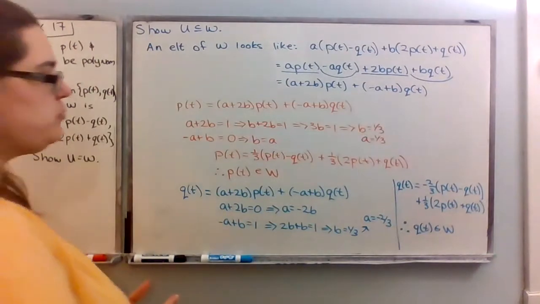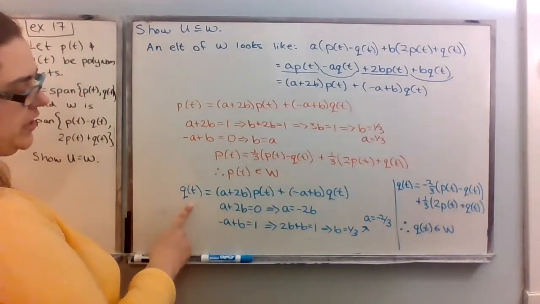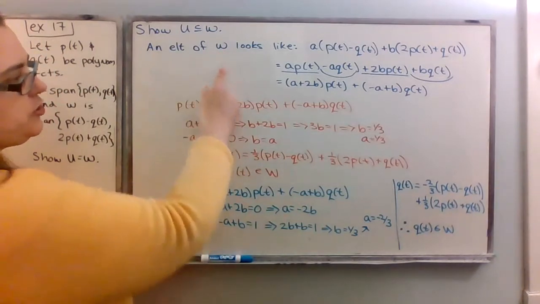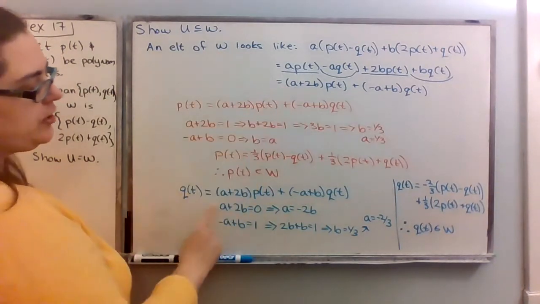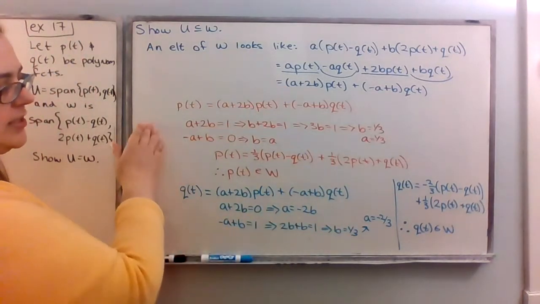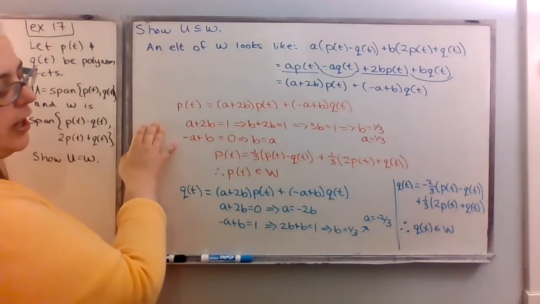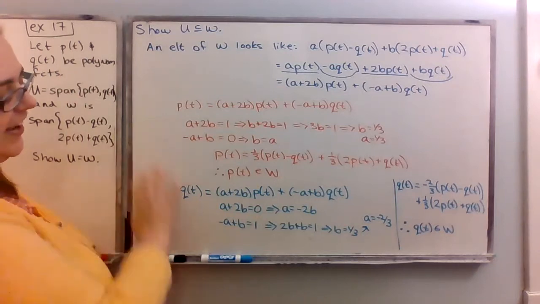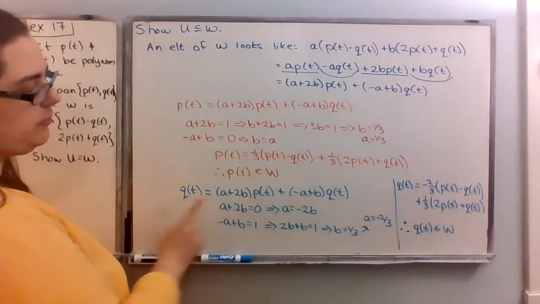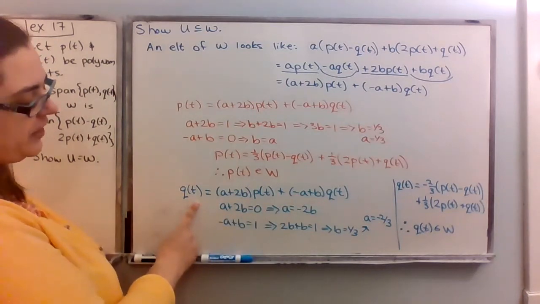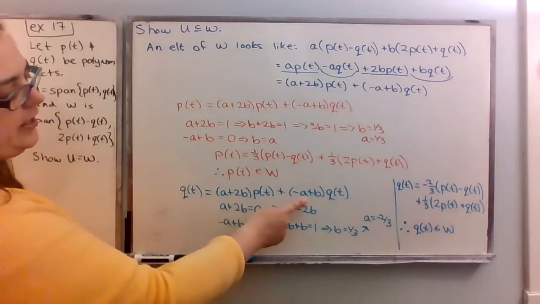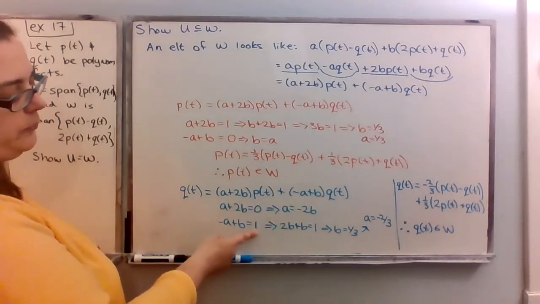I started out the same way. I said, okay, let's say that Q of T is a linear combination of the elements in W. Remember, we could rewrite it in this manner, so I just have it set up this way. Then I set up my coefficients the same way as before, but now I need there to be a 0 in front of P of T, and I need this to be a 1 in order to equal Q of T. So I have A plus 2B is 0, and negative A plus B is 1.